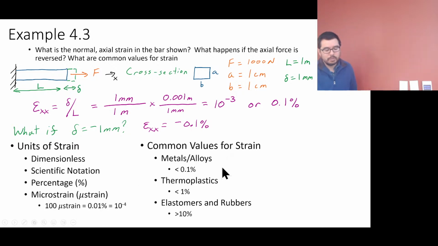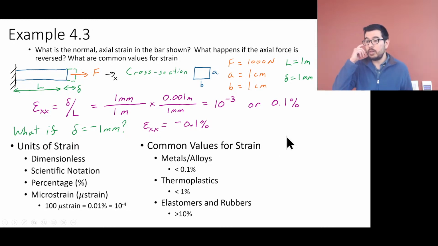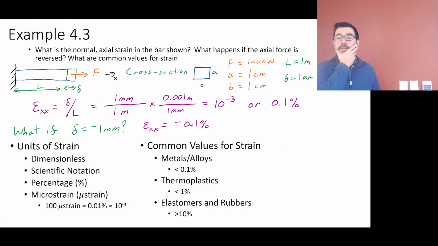Common values for strain: the alloys, the metals, like steel and aluminum, we're typically talking less than 0.1%. You can already go back and think about what we did for axial loading, when we were doing those micron measurements. Hey, it's only 13 microns, or 100 microns, or 35 microns, whatever it was. Now you can think, 35 microns divided by the initial length, what is that strain? Thermoplastics, typically less than 1%. And then the elastomers, the rubbers, often greater than 10%. Can be greater than 100%.